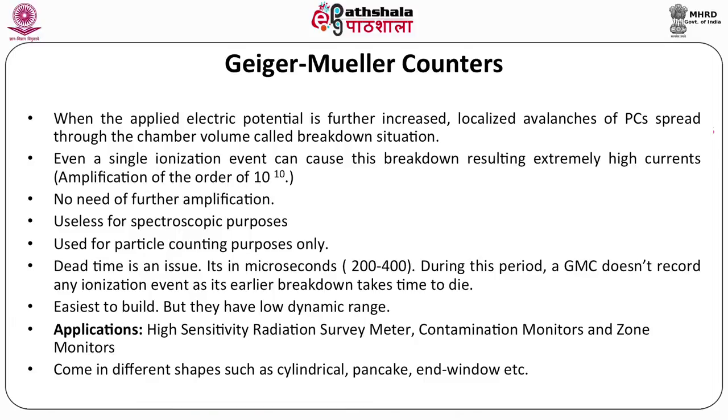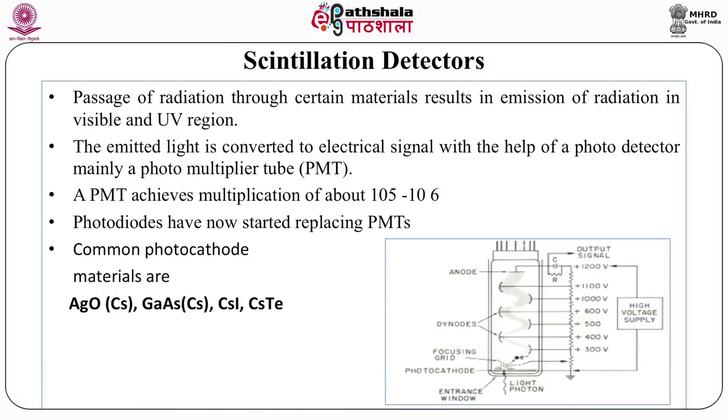They come in different forms, for example, cylindrical shape, pancake shape, end window shape, etc., depending on the application. Now, from the gas filled detector, let's come to the scintillation detector. What is scintillation? If passage of radiation through certain materials results in emission of radiation in the visible or UV region, that is called scintillation.